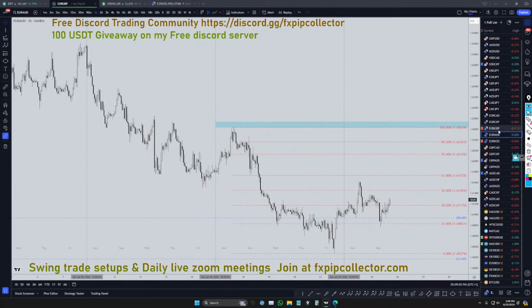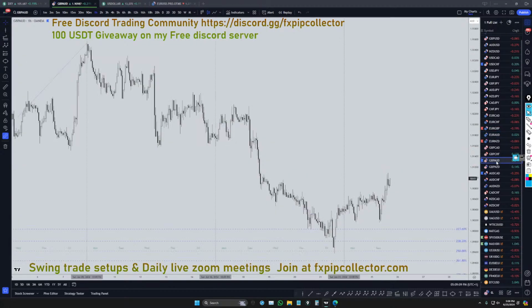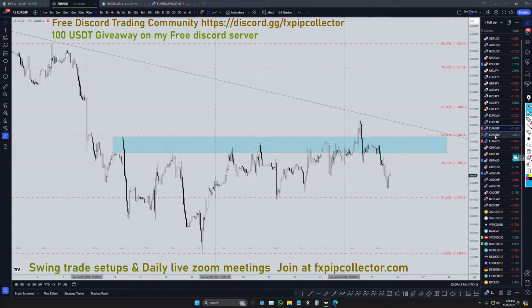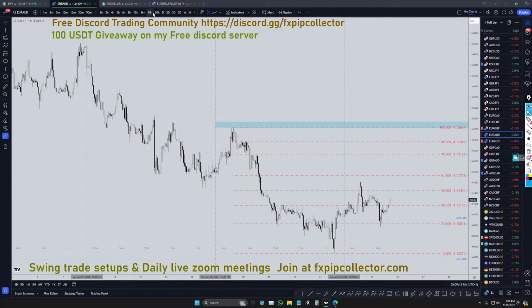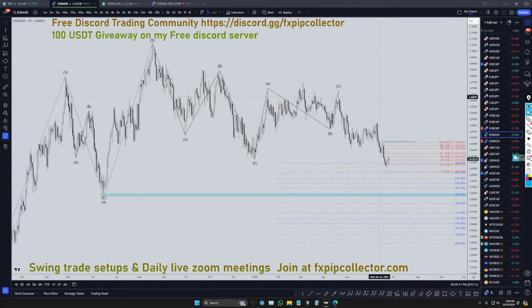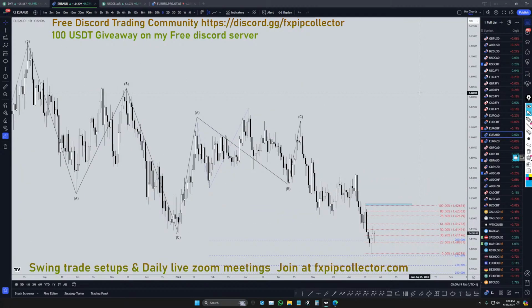I see that some of these pairs are pumping pretty good though. Pound Aussie was pumping really well today. The Aussie pairs have been moving a lot. The Aussie has become quite the driver of the market lately.